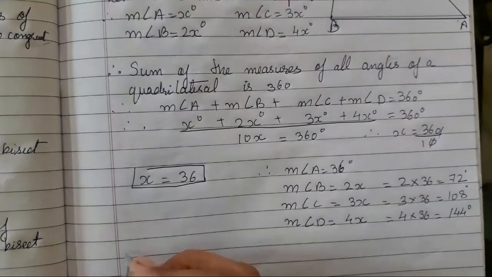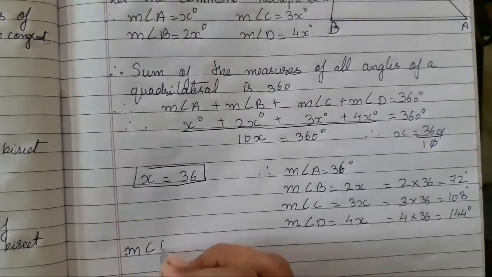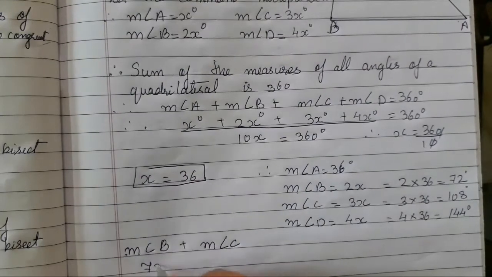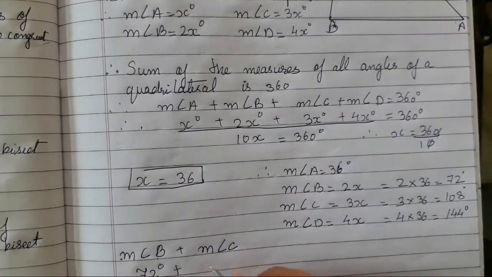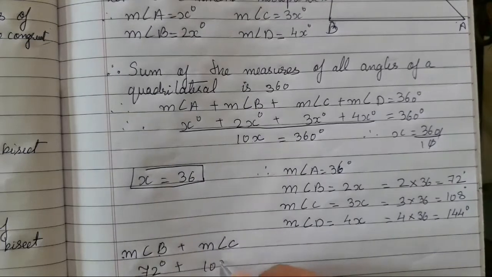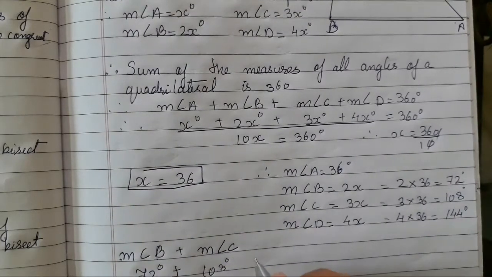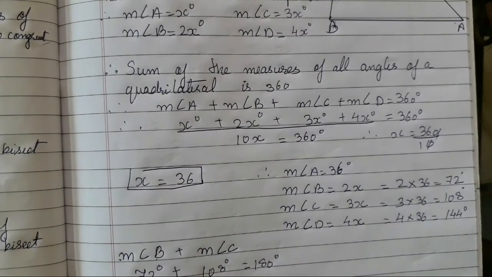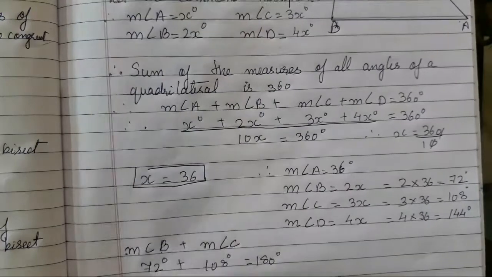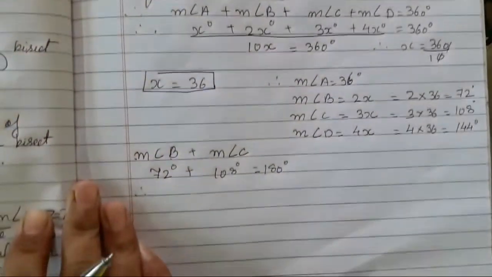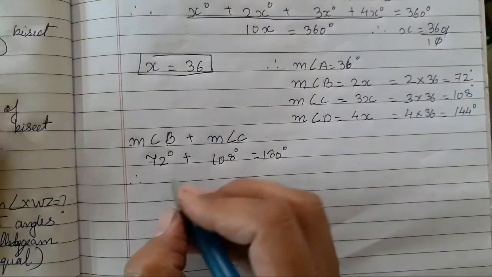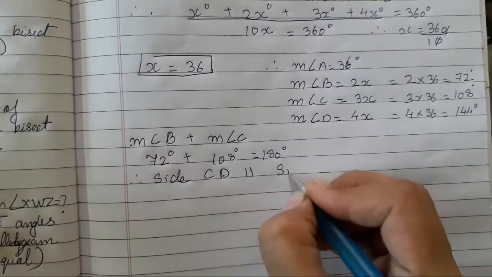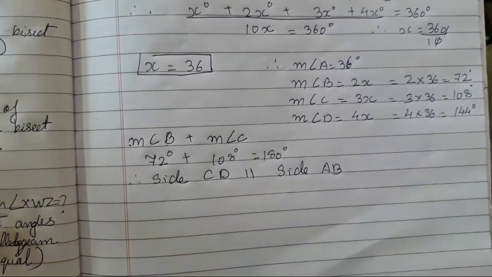Okay, now what we needed to find? We needed to find measure of angle B plus measure of angle C. That means measure of angle B, 72 degrees, plus measure of angle C is how much? 108 degrees. Okay, so the total is going to be 180 degrees. Okay, so from this reason we can say that side CD is parallel to side AB.